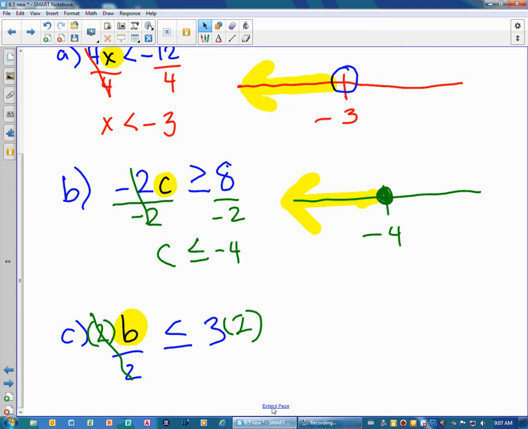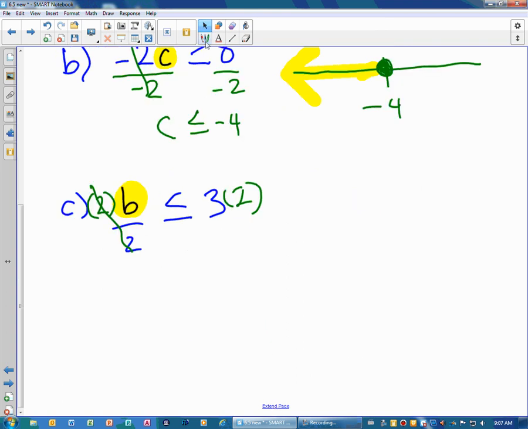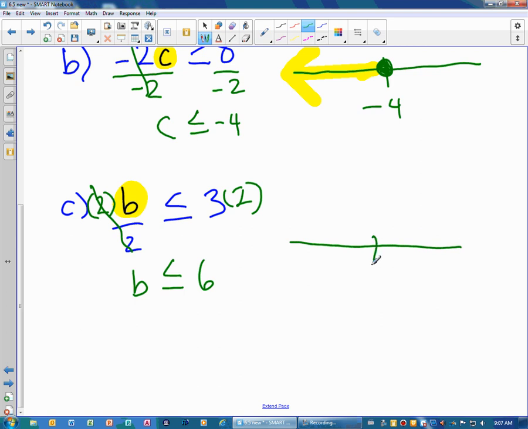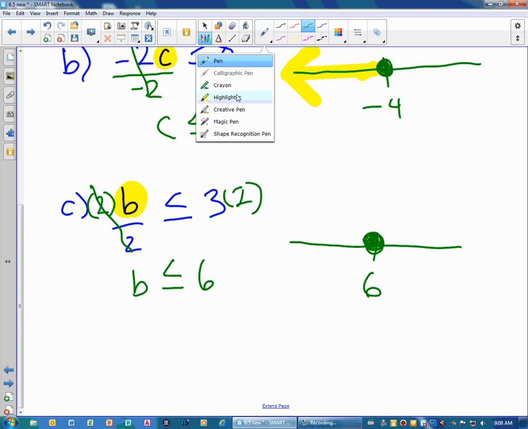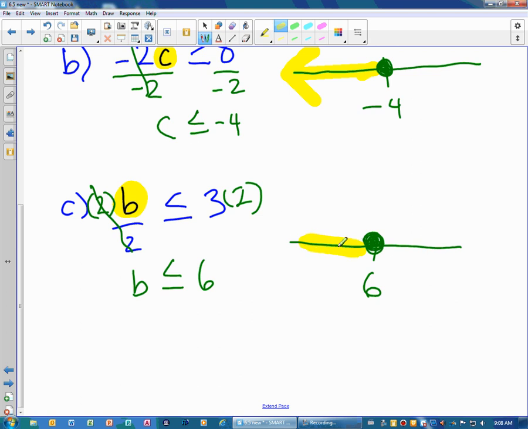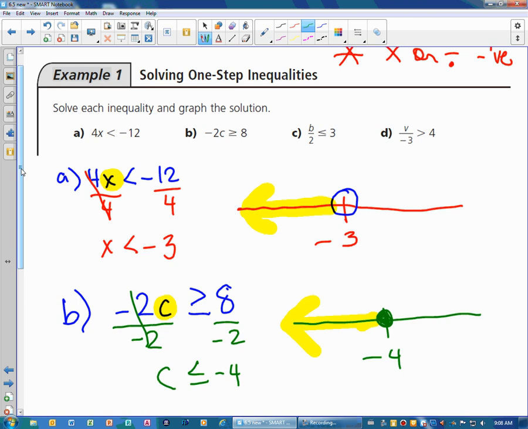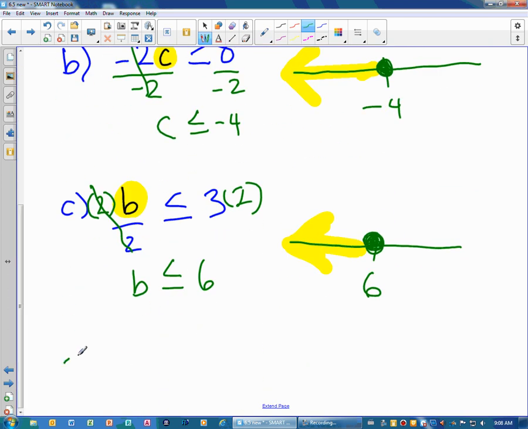Let's extend my page a little bit more, I need a little more room. So I'm left with b less than or equal to 6, because 3 times 2 is 6. Number line, put on the number 6, closed circle. It's less than or equal to, so again I'm on the left side, because this is where stuff is less than or equal to 6. Last one: v over negative 3 greater than 4.